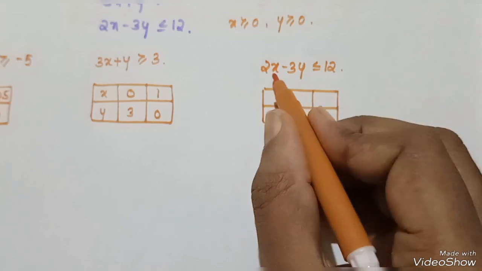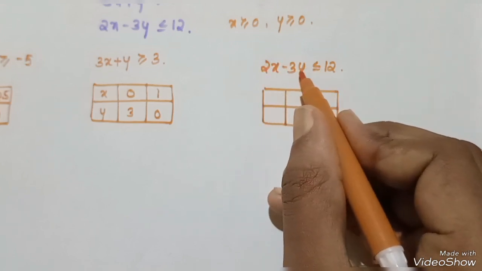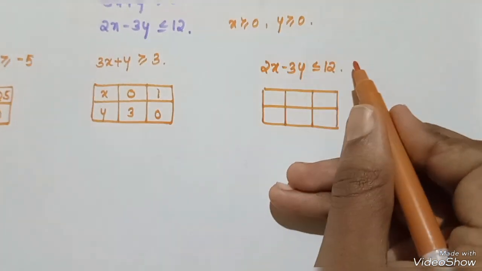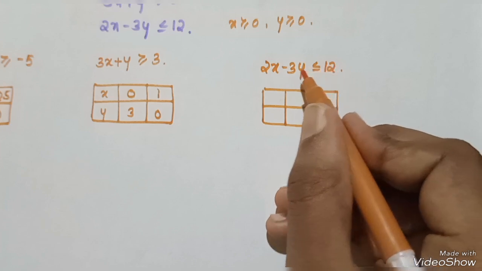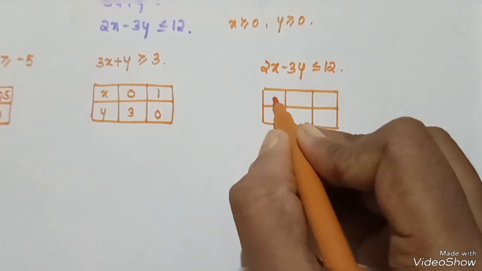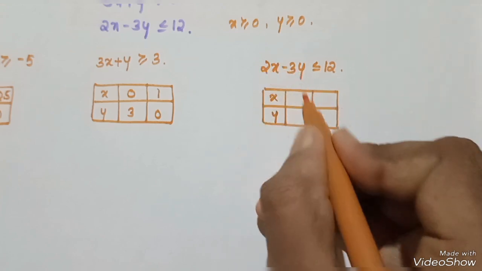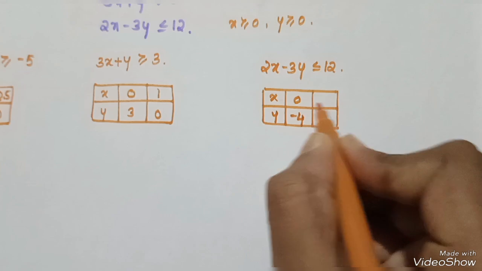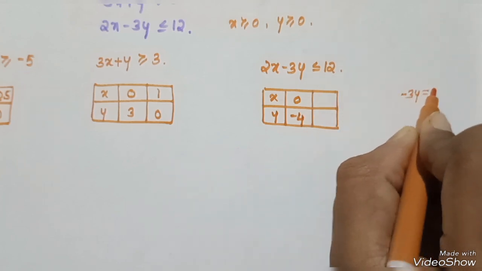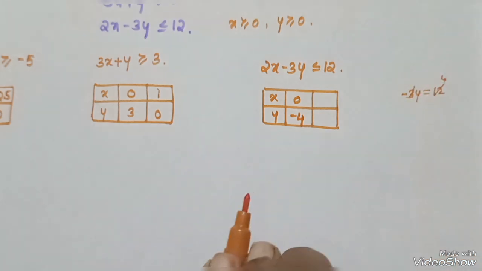Okay. Here put x is equal to 0. We get minus 3y is less than 12. Okay, taking minus on this side, that is 3 is equal to minus 12, x comma y. Put x is equal to 0, then y is equal to minus 4. We have to solve. So it means minus 3y is equal to 12. Then y is equal to minus 4.